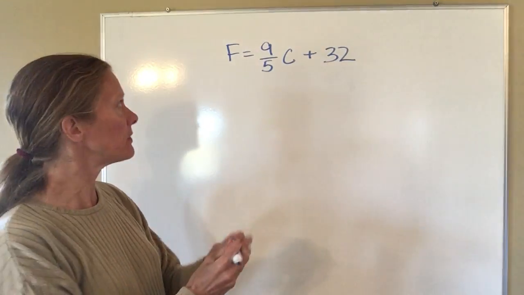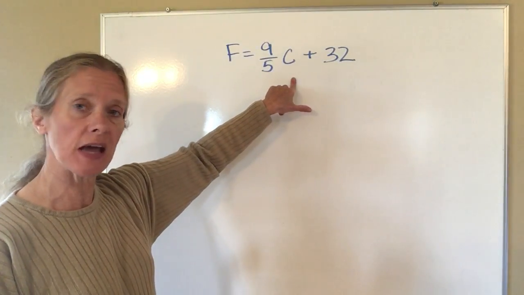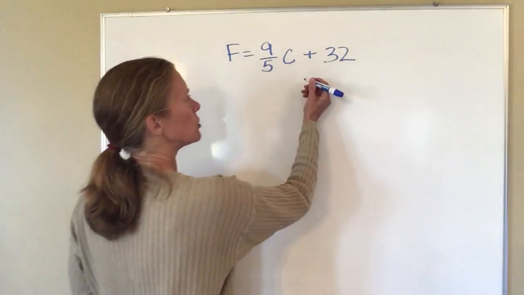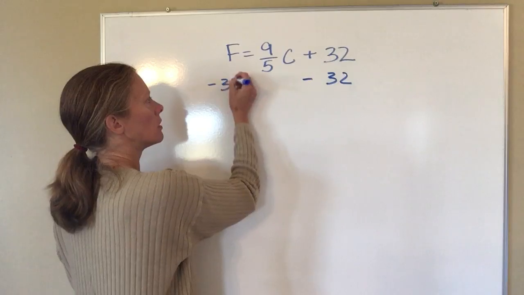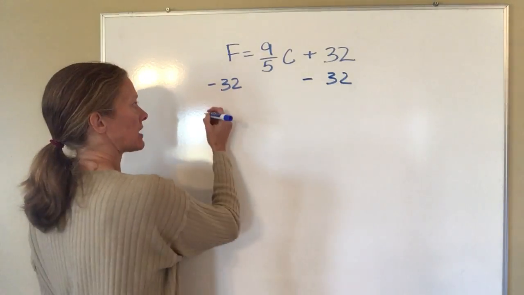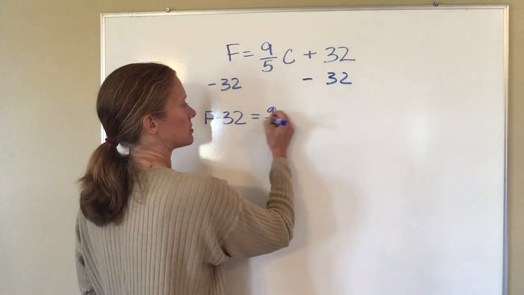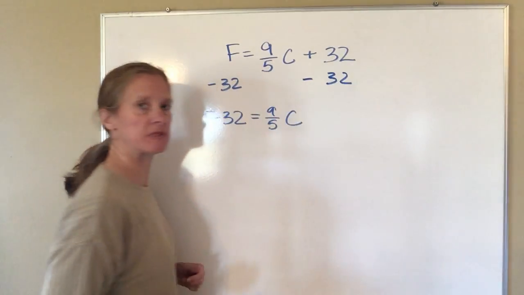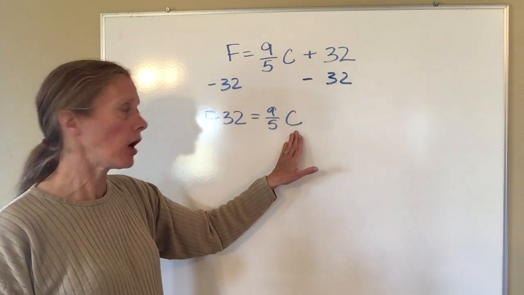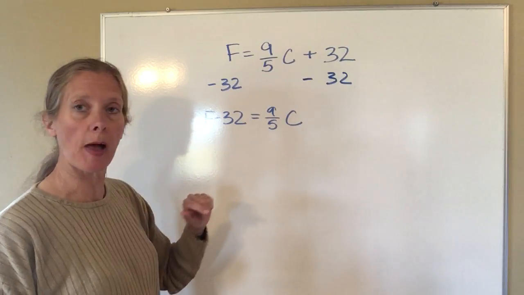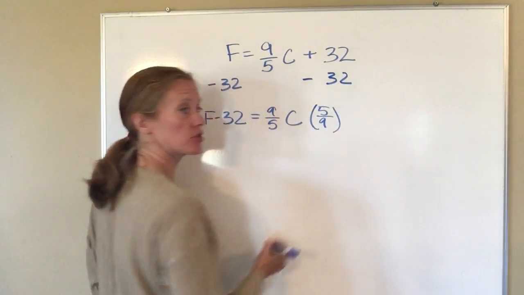If I have this particular conversion and I want to solve it instead for C, what I'm going to do is subtract 32 from both sides. And so that's going to give me F minus 32 equals 9/5 times C. Okay, now if I want to get the C by itself, what I need to do then is multiply both sides by 5/9, which is the reciprocal.